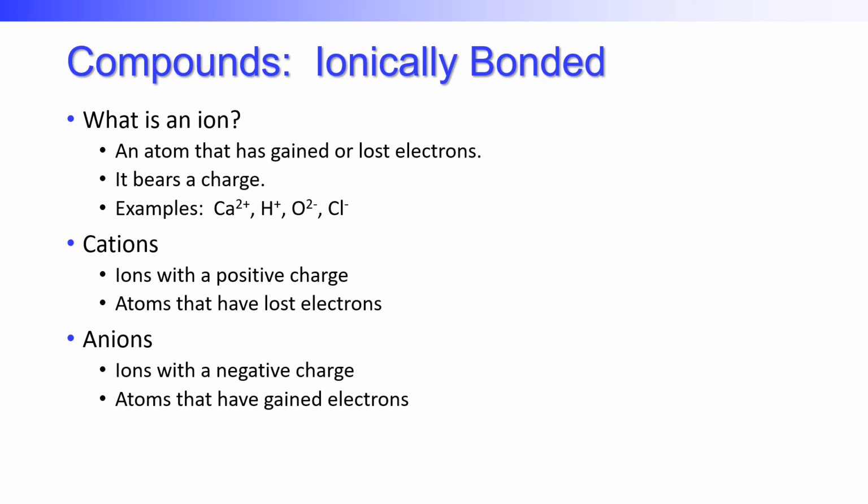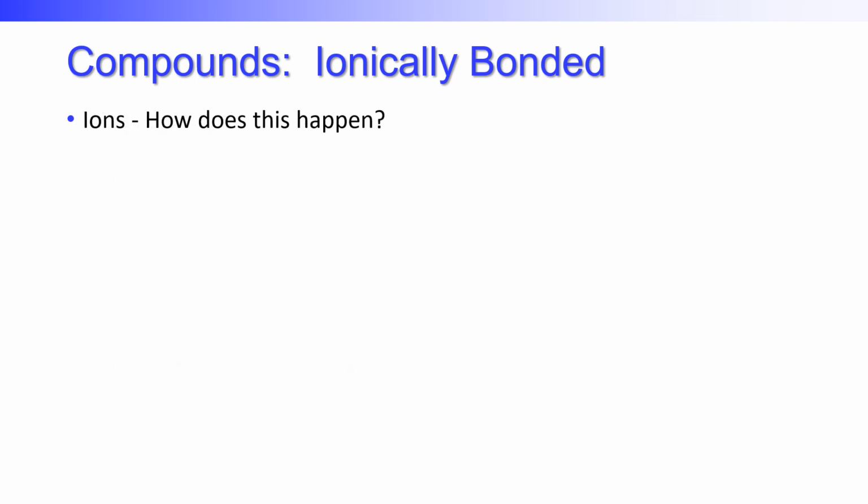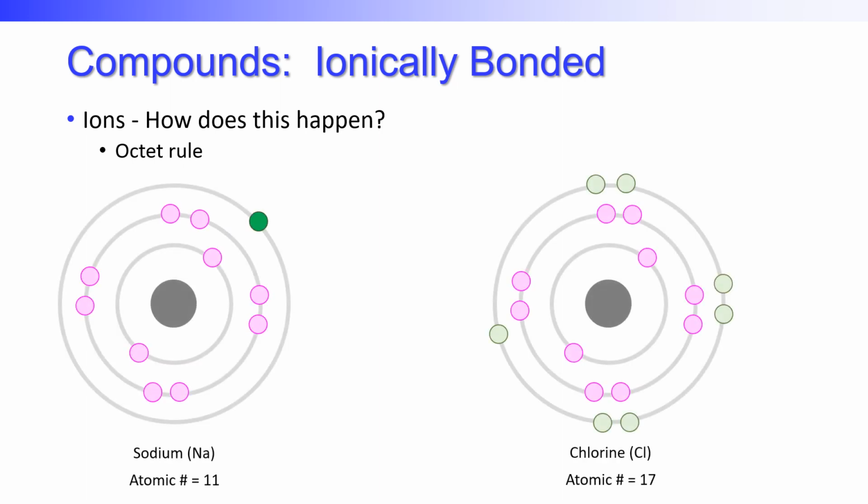So let's take a look at this, do a little bit deeper dive. So I said that ions are created because it creates stability, and it all has to do with the octet rule. So let's take a look at sodium and chloride. So sodium, and I'm not going to go through the trouble of filling in what's happening in the nucleus. You'll just have to trust me.